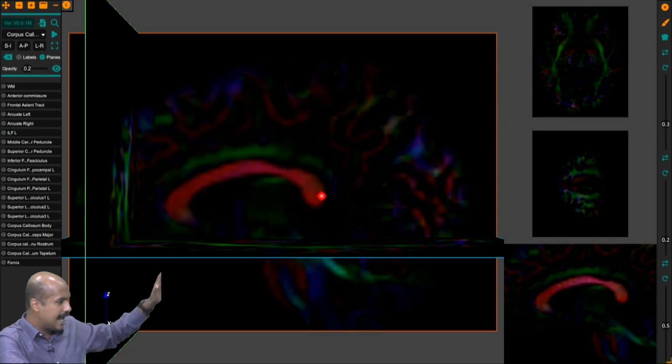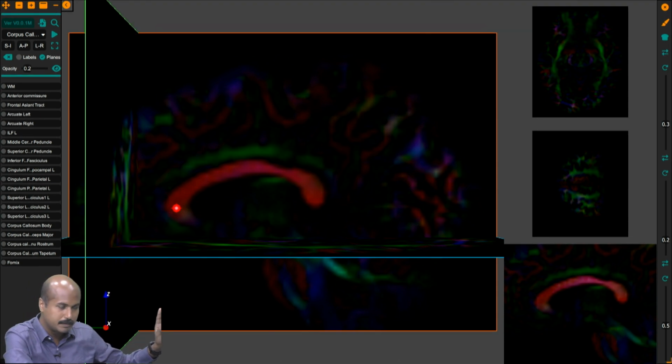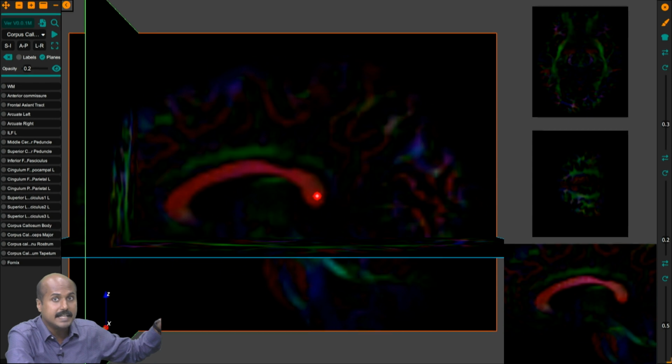For example, this is the anterior aspect of the corpus callosum. That is where you have the genu. Okay, this is called the genu of the corpus callosum. This is called the rostrum of the corpus callosum. This is called the body of the corpus callosum, and this posterior aspect is called the splenium of the corpus callosum. And in between you can have a slight depression, a slight indentation, that is called the isthmus.